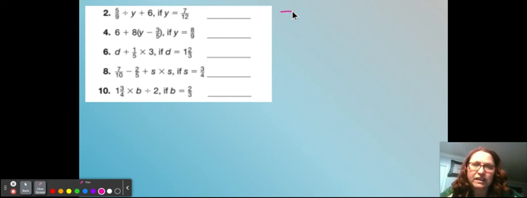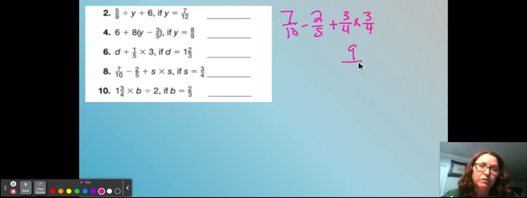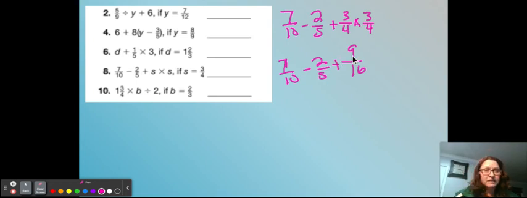8 is 7/10 minus 2/5 plus 3/4 times 3/4. Okay, that's a good place to start. So let's look. Are there parentheses? No. Are there exponents? No. Is there multiplication? Yes. 3 times 3 is 9. 4 times 4 is 16. So let me bring everything else down. 7/10 minus 2/5 plus 9/16. Now I'm done with my multiplication and division.